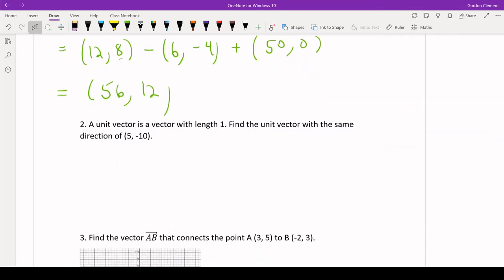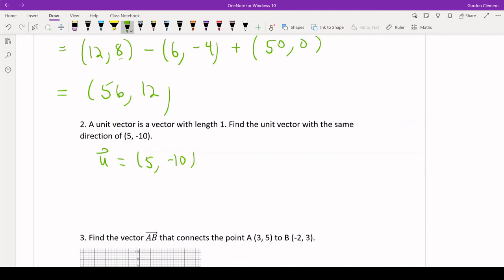Okay, so the next one gives us a new definition. So we've got this vector u, which is 5, negative 10. And a unit vector is a vector with length 1. So we're trying to find the unit vector with the same direction as this vector. So if you don't want to change the direction, but we do want to change the size, what we can think of that as is a scalar multiplication.